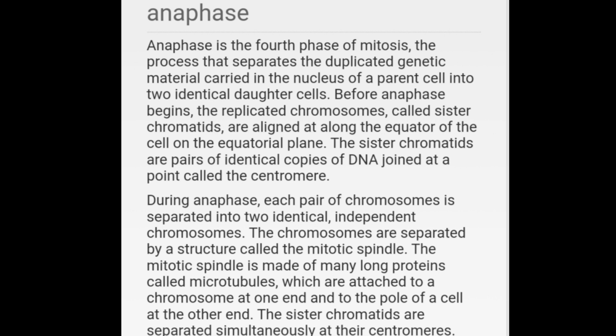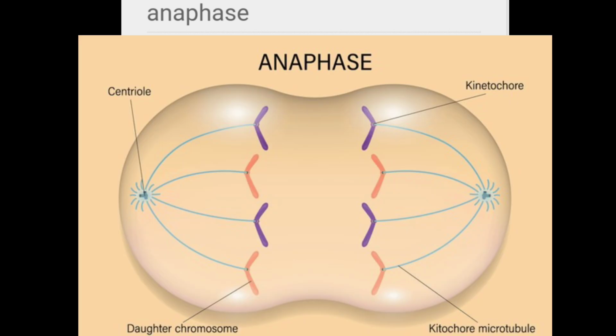Along the equator of the cell, on the equatorial plane, the sister chromatids are pairs of identical copies of DNA joined at a point called the centromere. During anaphase, each pair of chromosomes is separated into two identical independent chromosomes. The chromosomes are separated by a structure called the mitotic spindle. The mitotic spindle is made of many long proteins known as microtubules, which are attached to a chromosome at one end and to the pole of a cell at the other end. The sister chromatids are separated simultaneously at their centromeres.